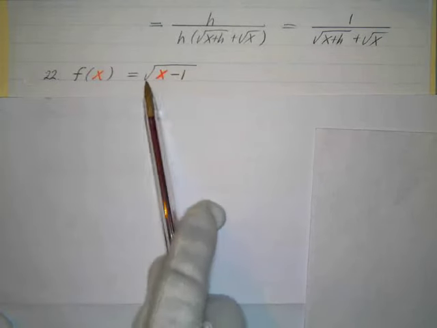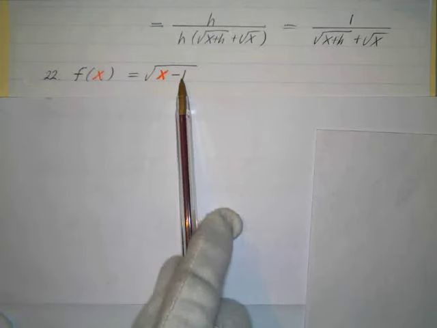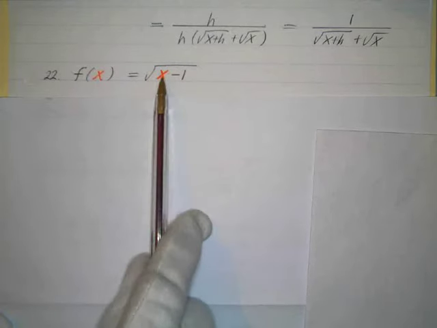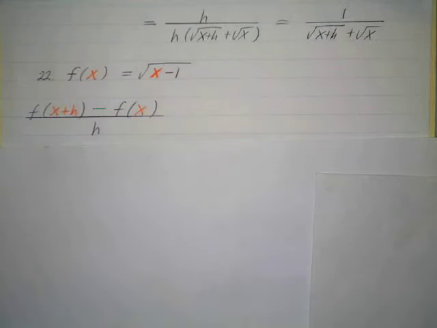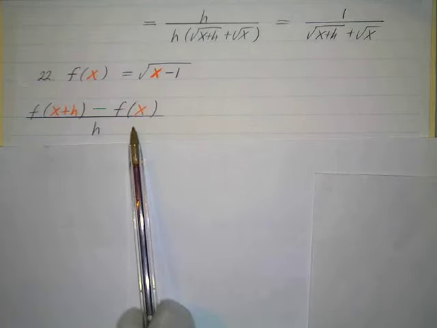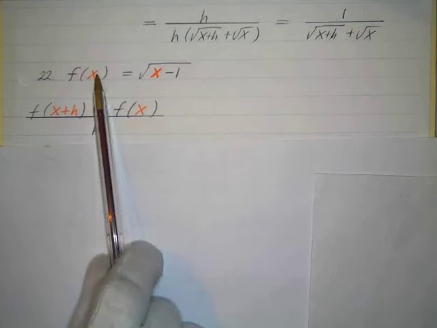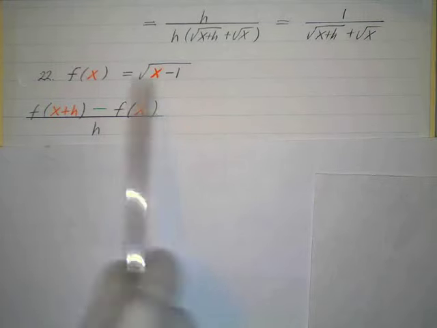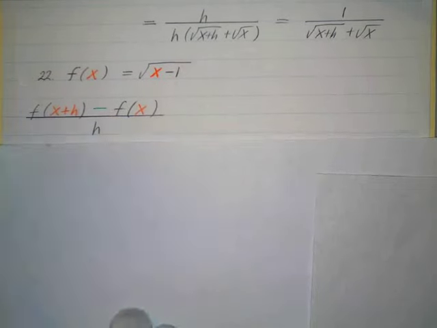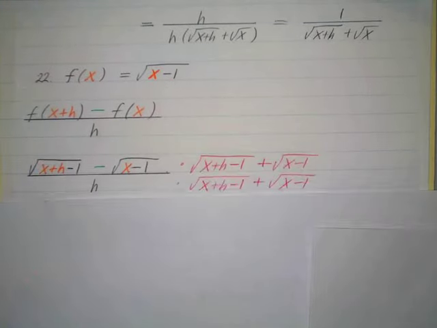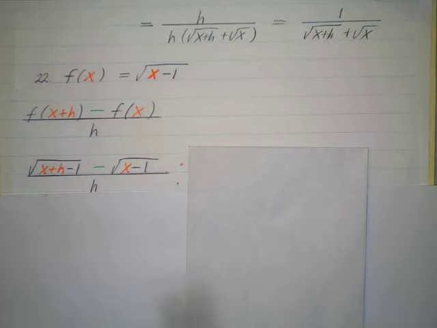This is f of x is the square root of x minus 1. So whatever goes here, that's going to go there, but we'll still have the negative 1, square root also. So there's my difference quotient. So every time I see an x, I put an x plus h. So f of x plus h is the square root of x plus h minus 1, and then minus the square root of x minus 1.